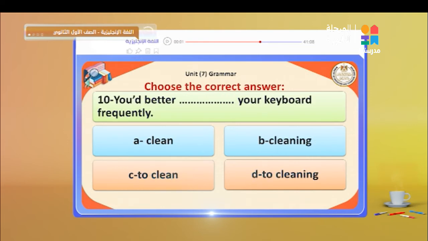Question number 10. You had better clean your keyboard frequently. You had better is equal to should, and it takes a verb infinitive. So you had better clean your keyboard frequently. Frequently means more often.